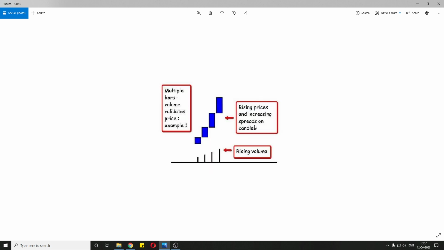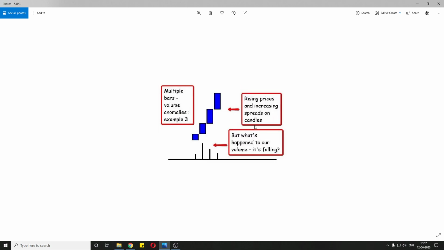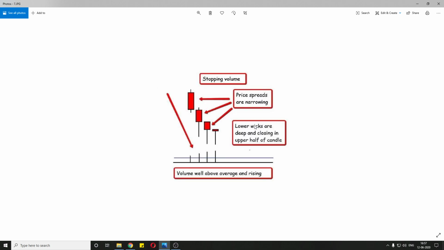In these examples, we see that the uptrend should be supported by volume, and if the prices are increasing and the volume is falling, that means there is something wrong. In this example, we see stopping power, that hammer candles are forming, meaning there is a likely reversal possible.